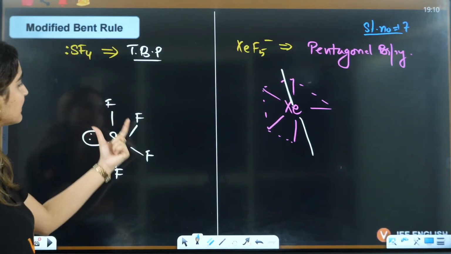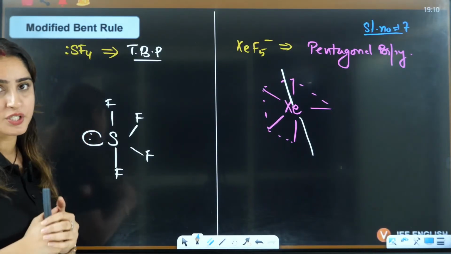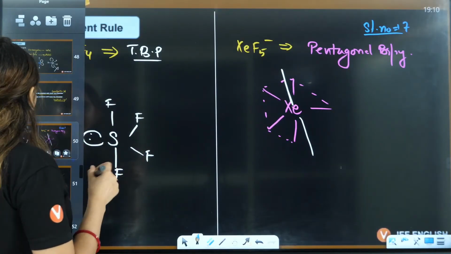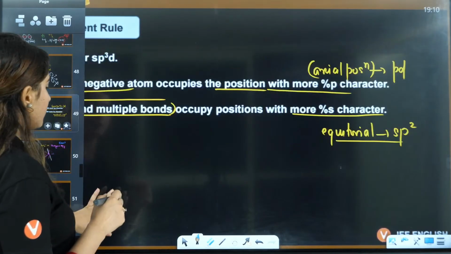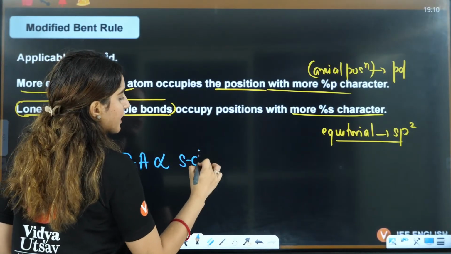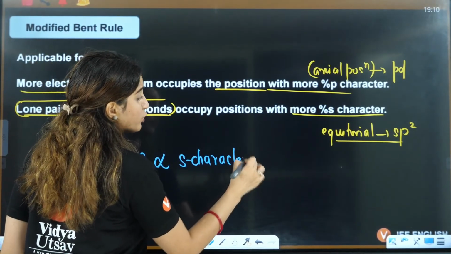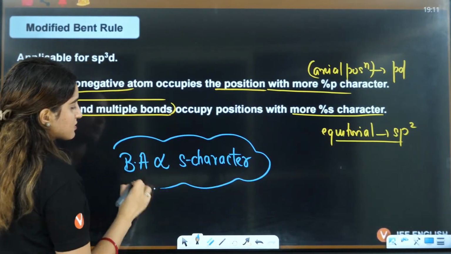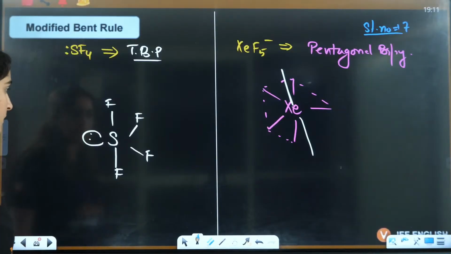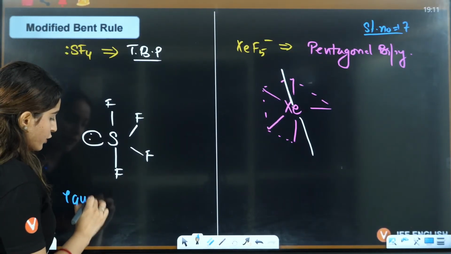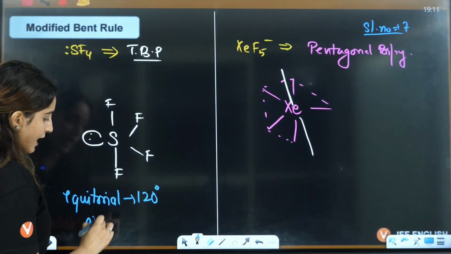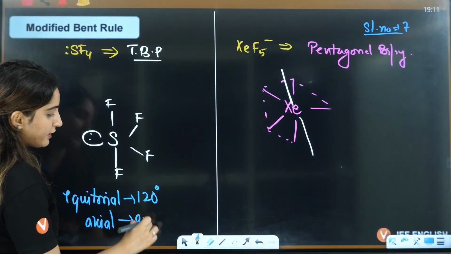See, here the angle in equatorial positions was 120 degrees. Okay, so more is the angle. Do you remember I told you one thing, more is the bond angle? Bond angle and S character are directly proportional to each other. Do you remember when we did bond angle, I told you this thing. So that means more is the bond angle, more will be the percentage S character. Here at equatorial position, the bond angle is 120 degrees and at axial it is 90 degrees.